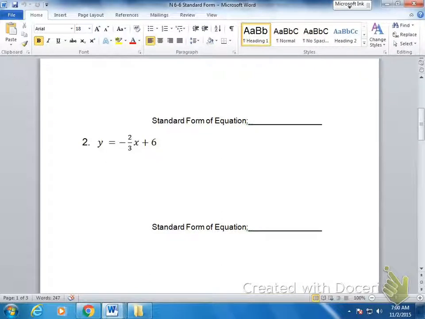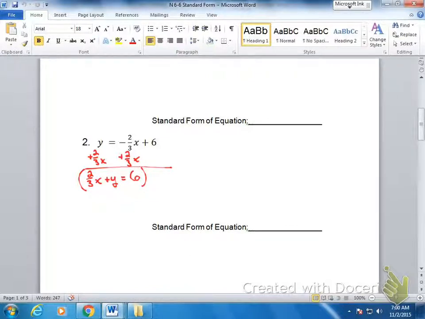Same sort of thing on this one. We've got it in slope-intercept form, y equals negative 2/3 x plus 6, and the first thing we need to do is move those x's to the other side. Since it's negative, I'm going to add 2/3 x to both sides. So now I have 2/3 x plus y equals 6. Now, that again looks like it's in standard form, but if you remember our rules, a cannot be a fraction, so I have to clear my fraction.